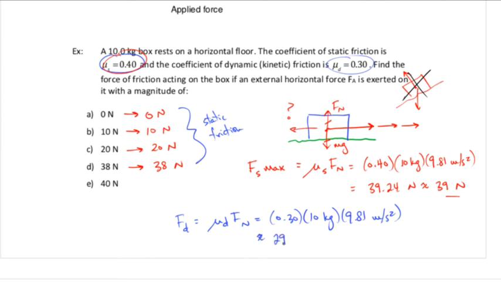29 newtons. So when I apply a 40 Newton force and the object starts moving, instead of getting the maximum static friction, because it's moving, it's dropped down to 29 newtons. So I get a 29 Newton dynamic friction force. So there's an example where we needed to think through exactly what's happening in terms of the object's movement.